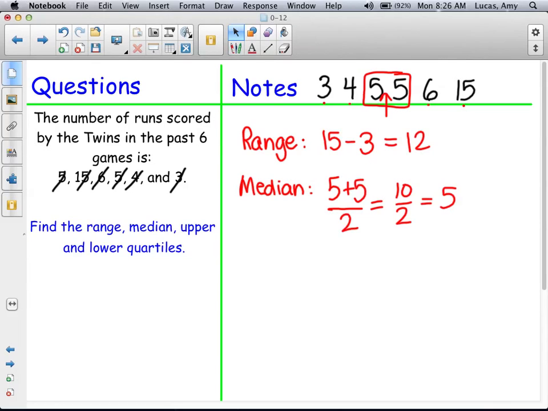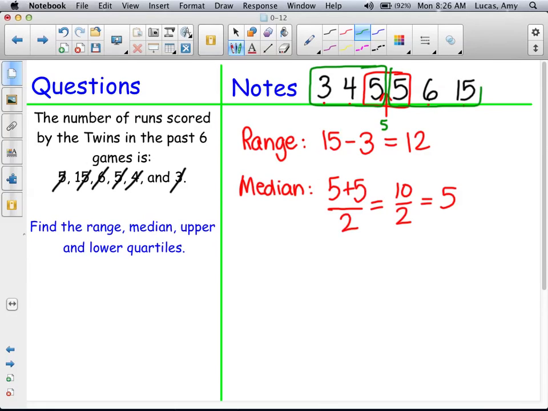Now, to find our upper and lower quartiles, we need to look at our data a little bit differently. We need to take that median of 5 and split our data into an upper and lower half. Notice that when I draw the rectangles around them, I include both of those 5s, one of them in the lower half and one in the upper half.